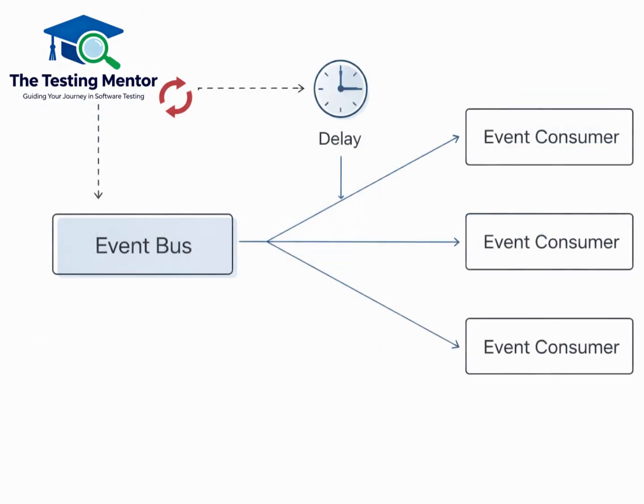Now, consider asynchronous architecture. User places order, event published, inventory updated, notification sent, analytics triggered, but processing is not immediate. You now deal with eventual consistency, retry logic, duplicate messages, out of order delivery. Automation must validate event emission, consumer processing, idempotency, and dead letter queue behavior. This requires polling strategies and message verification logic. This shows advanced distributed knowledge.